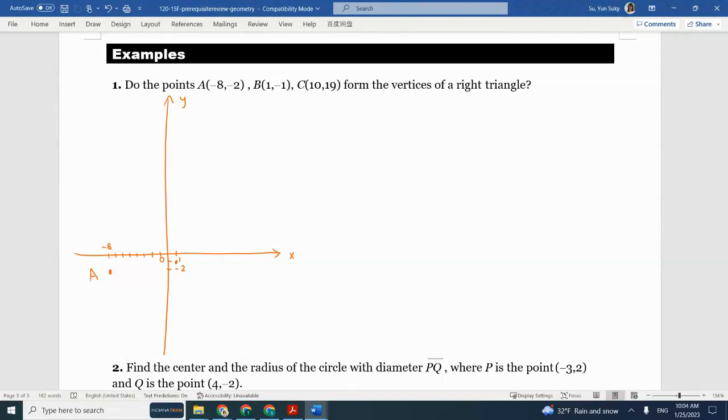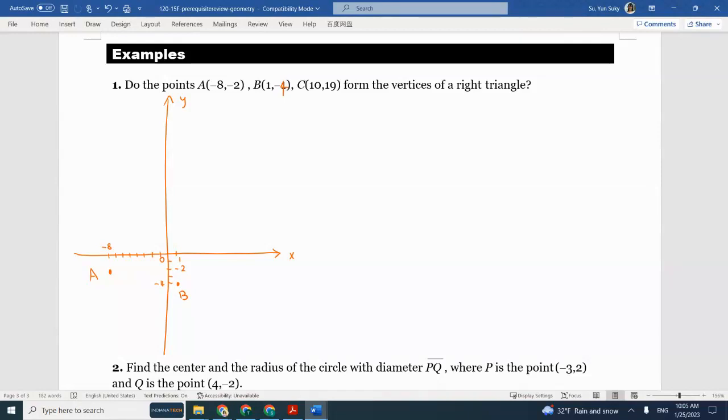Okay, so the B is, oh, okay, let me see. Oh, okay. So let's change this problem a little bit, because the original problem is so obvious that the triangle is not a right angle triangle. Okay, let's change the point B to be 1 and -4. Okay, everybody, change the problem. So change the point B to 1, -4. So then the point B is right here.